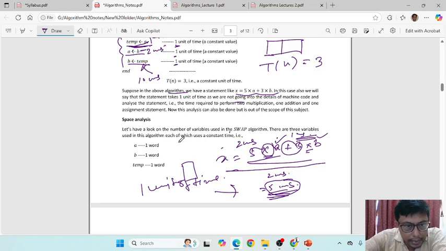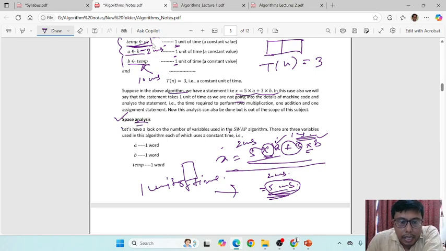In this way we can express. And now coming to this, this is all about your time complexity, and we'll be dealing with examples also, to make the concept clear. So let us also consider the space analysis of this algorithm swap.